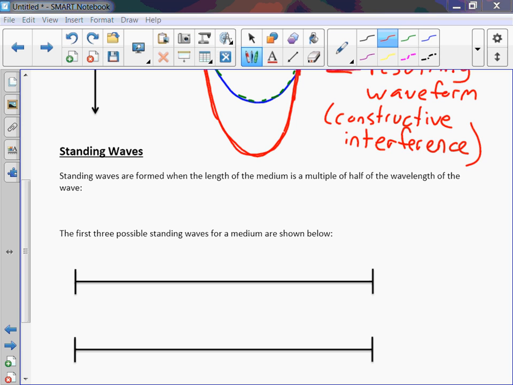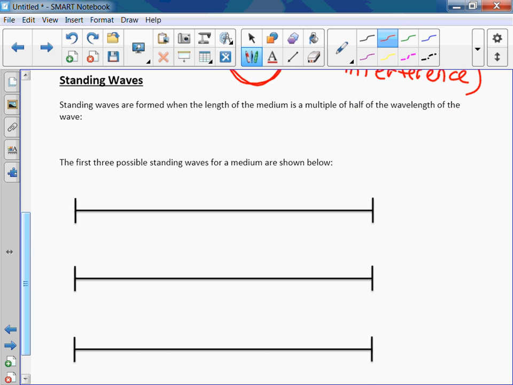So here's the last section of the note. Standing waves. We did see these in the simulation. Standing waves are formed when the length of the medium is a multiple of half of the wavelength of the wave. So this is a rule for standing waves. The length of the medium has to equal some multiple, k, of the wavelength over 2, so of the 1/2 wavelength. K is just equal to any integer value.